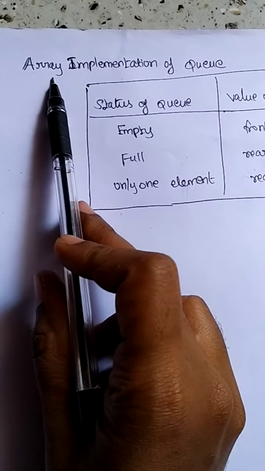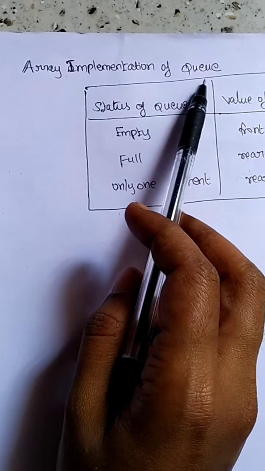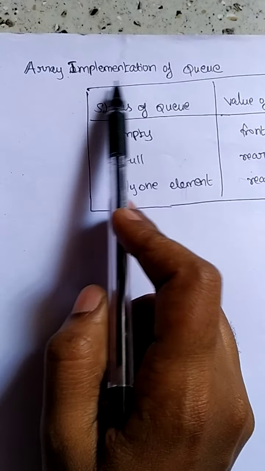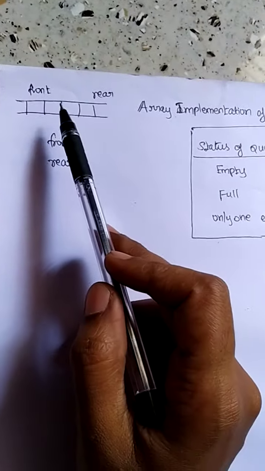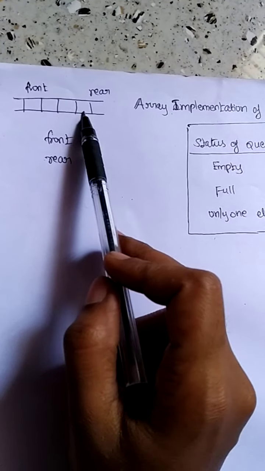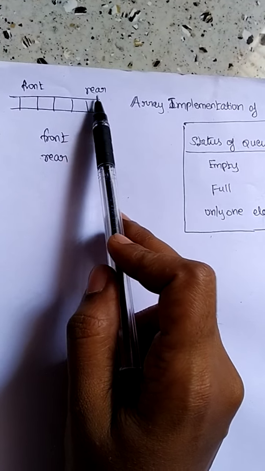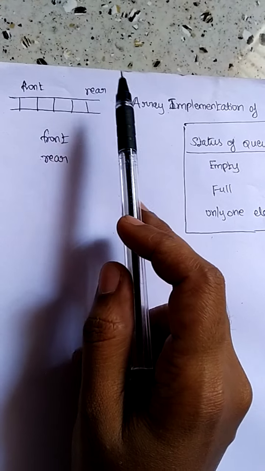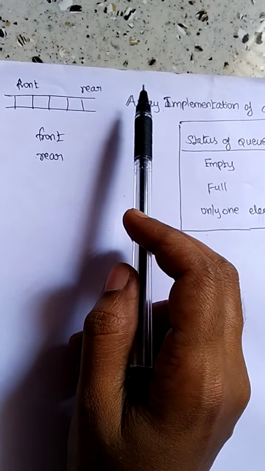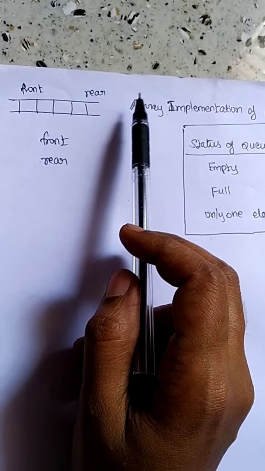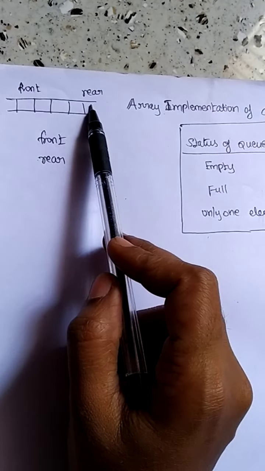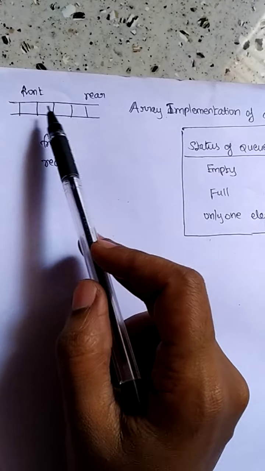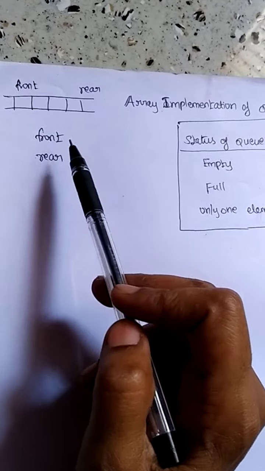Now we are going to see the array implementation of Q, that is, the static implementation of Q using an array. I have already said the Q has two ends: the front end and the rear end. Irrespective of the stack, the stack has only one end, which is denoted by the top, so both insertion and deletion happen only from that end. But in Q it has two ends, so insertion will happen at one end and deletion will happen at the other end.